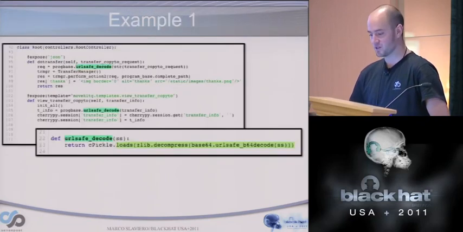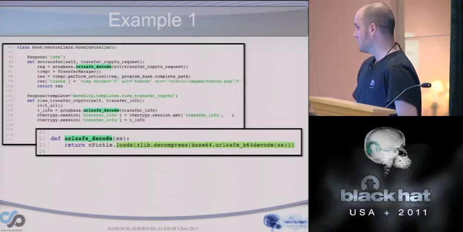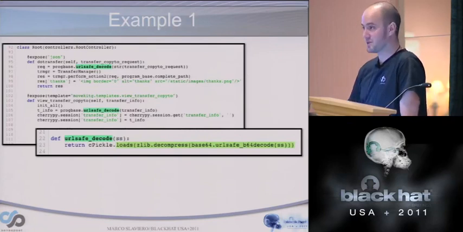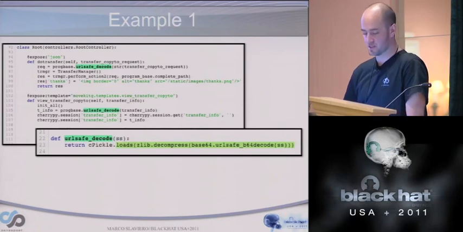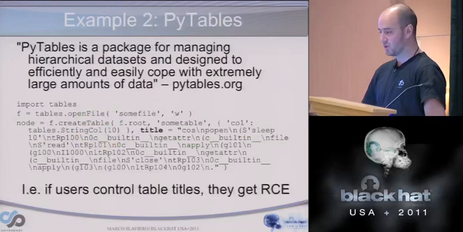So I've got 5 examples to talk about. The first example is basic web code, and basically this loads pickles out of web requests. It's sort of a 101 error, and those are quite easy to find, and you'll find quite a few examples of those. The second one is a tool called PyTables.